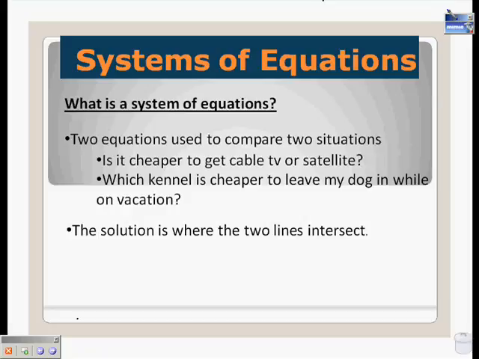So a system of equations is two equations used to compare situations. You don't need to write down those examples, but you need to write down what it is. Two equations used to compare two situations. And in all of these problems, you're going to have an x answer and a y answer. You're going to have two equations, each with an x and a y in it. Each is going to be a linear equation.